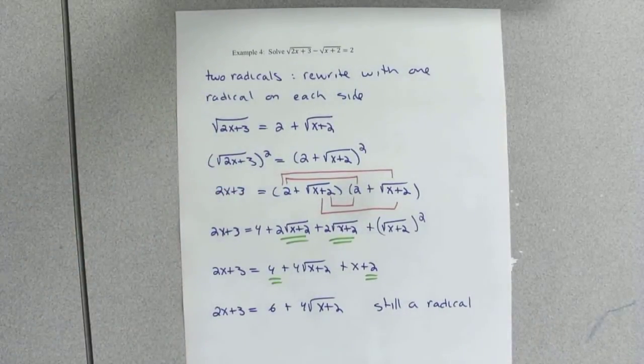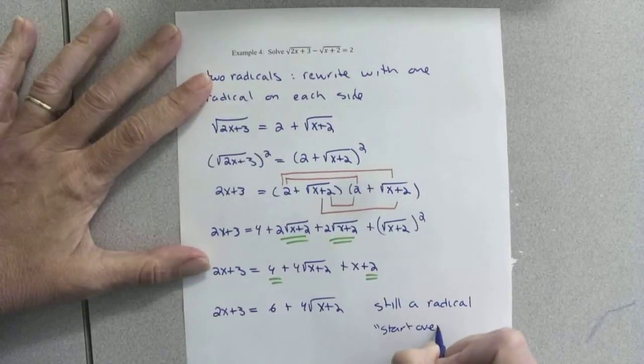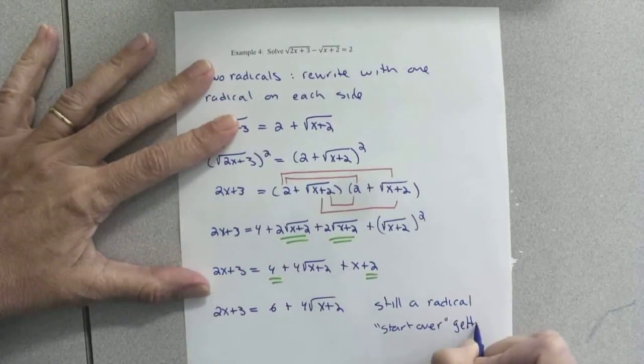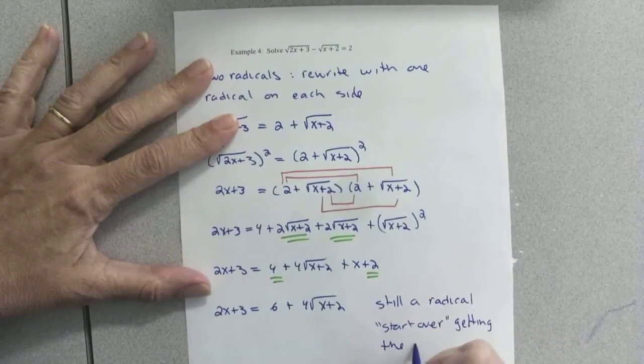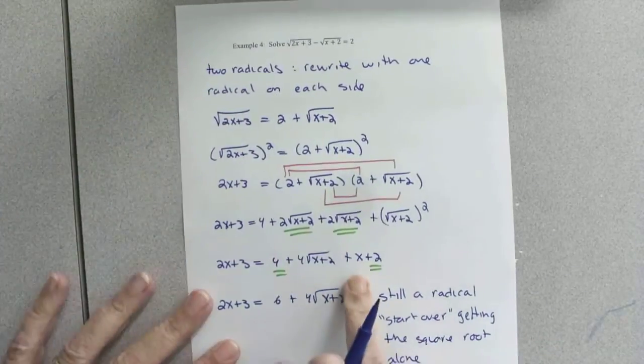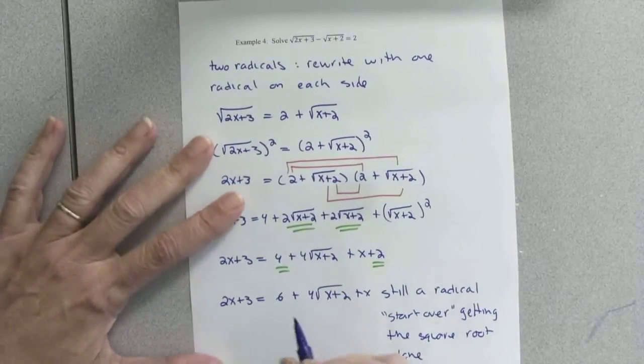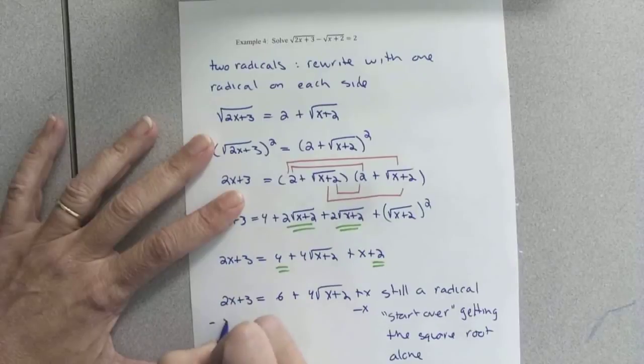But I have made progress. I started with a problem with 2 square roots. Now I have a problem with 1 square root. And so essentially you're starting over. So we'll quote unquote start over, getting the square root alone. Oh, I forgot that x there. Don't want to forget that x. So I'll subtract the x from both sides.